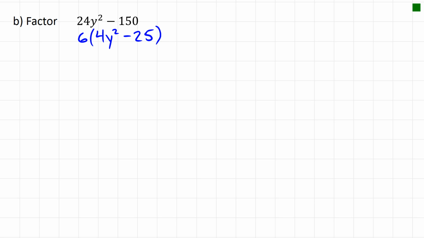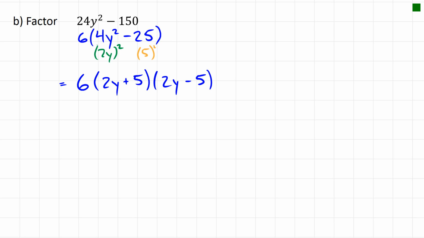Perfect. That's a difference of squares. There's my a is 2y, and my b would be 5. So 4y squared minus 25 is going to factor into 2y plus 5 times 2y minus 5, using that pattern of the difference of squares.